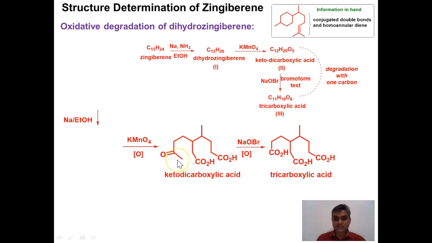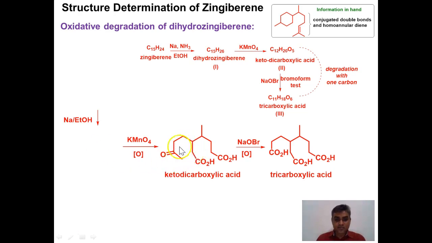This on oxidation with sodium hypobromide forms a tricarboxylic acid. Now this product is formed by the cleavage of a carbon-carbon bond, and therefore since a methyl ketone is formed in this reaction, it means that this methyl group is present on the double bond here. So one can write the structure of the dihydrogingiberine.